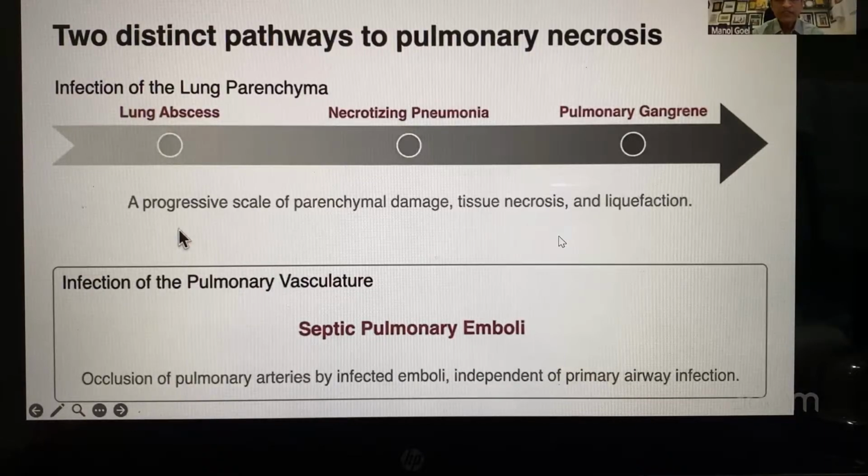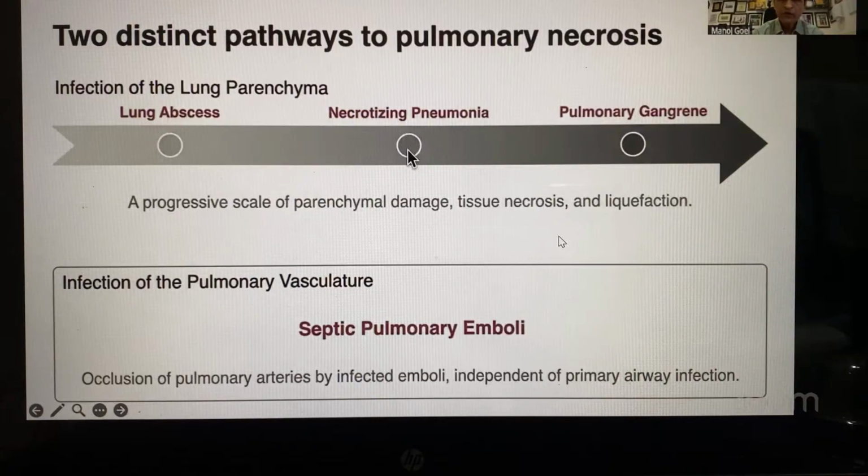The infection of lung parenchyma leads to a progressive scale of parenchymal damage, tissue necrosis, and liquefaction in the form of lung abscess, necrotizing pneumonia, and pulmonary gangrene. In this spectrum, pulmonary gangrene is the most severe form, whereas lung abscess may be the least severe form, and necrotizing pneumonia lies somewhere between. But this does not show the continuum of the disease process.